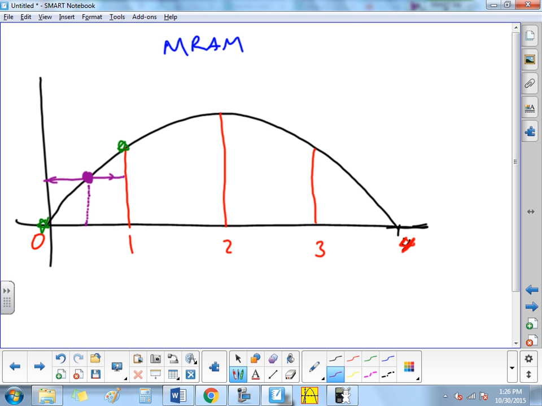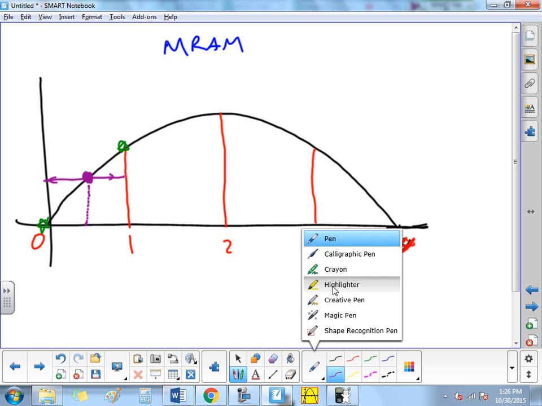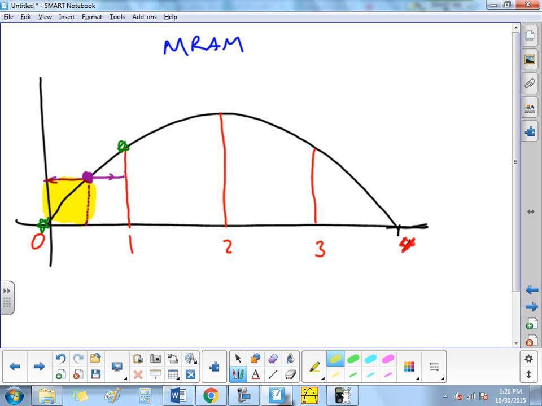This is our first rectangle. I'll shade it this time. So my first rectangle looks like that. Notice that the height of this rectangle is actually connected to the point halfway between 0 and 1. Okay?